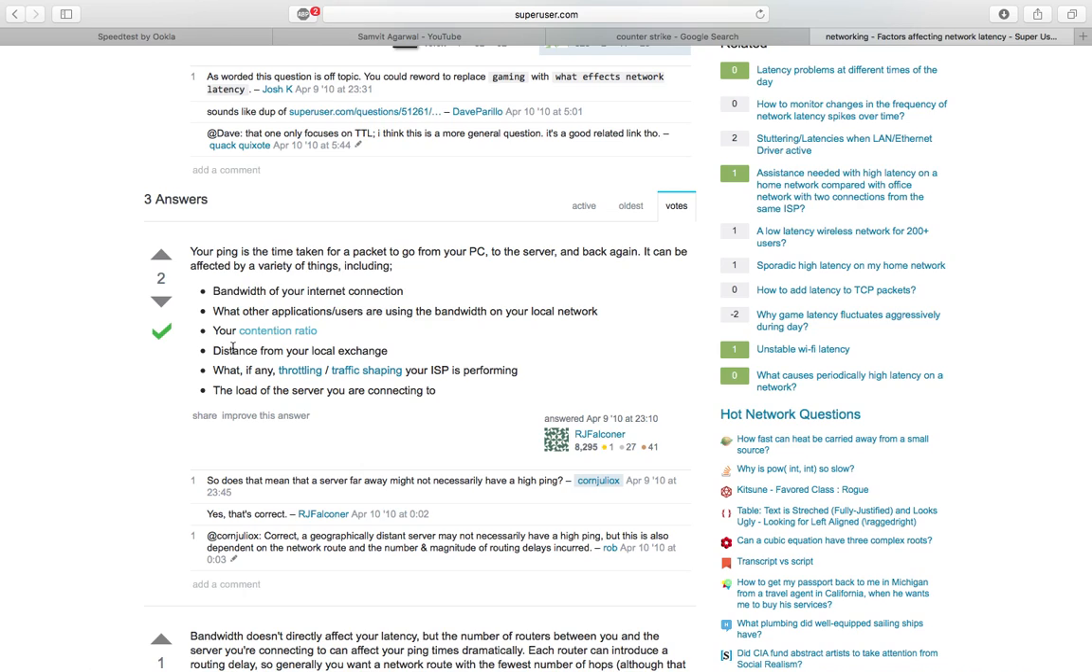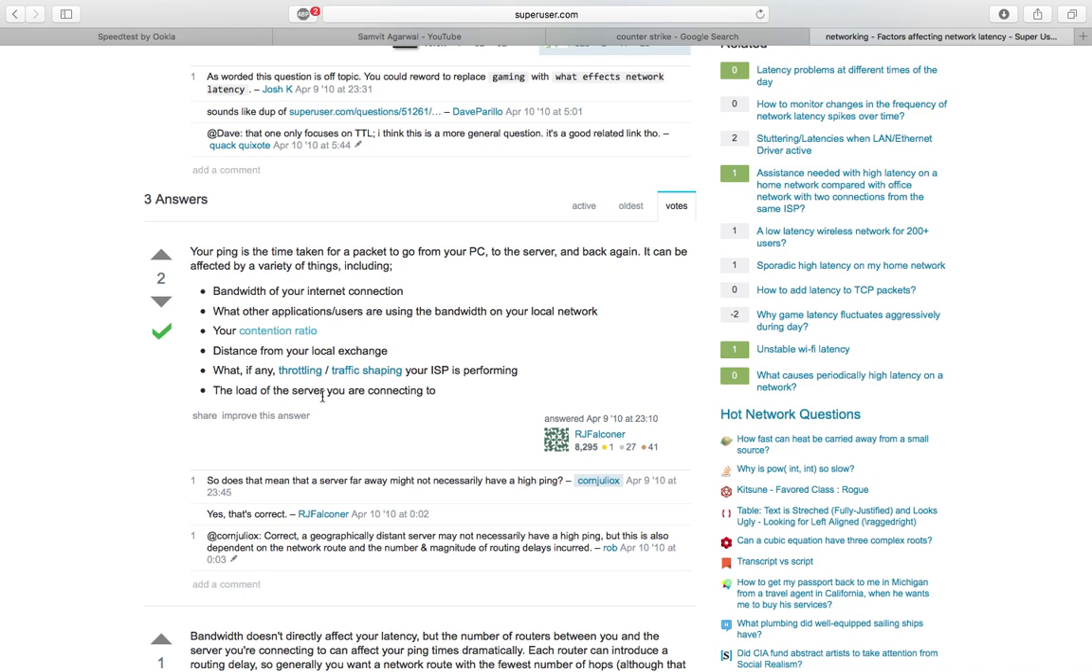Then again, if the ISP is actually throttling or slowing down your connection, that can also affect your ping speed. And then lastly, the load of the server that you're connecting to. This basically means that if there are a lot of requests being made to that same server, what exactly the server is, how much the server can handle, things like that can also affect the ping speed.